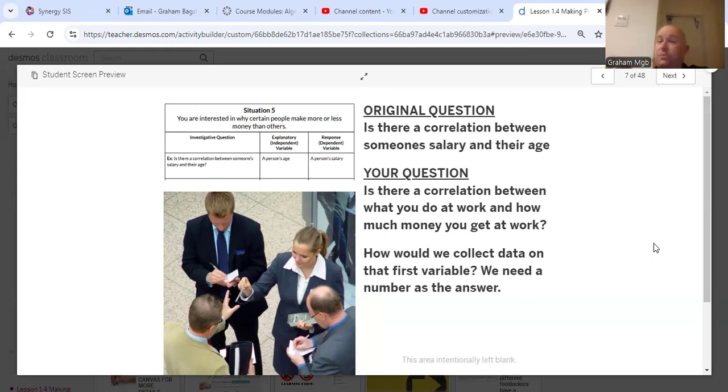Some people did say how many jobs you have. That might be a good way of doing that as well. Perhaps if you have more jobs, you get more money. That's probably why you do those extra jobs. So that might be a good way of getting around that question as well.